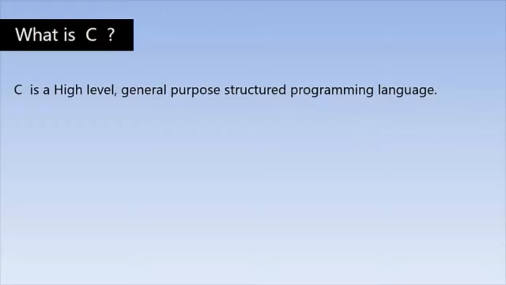General purpose means you can use C for a wide variety of problem solving. It is a structured programming language as well. Structured programming means you can divide a big C program into smaller parts called functions. That is why it is called a structured programming language. You can build structures in the C language. This is the standard definition for C language. If somebody asks you what is C, just say C is a high level general purpose structured programming language.